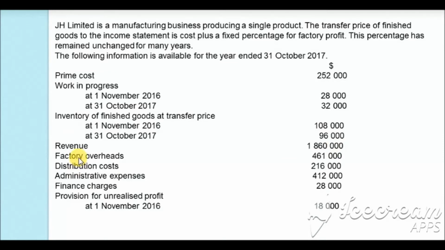$1,860,000. Then factory overhead is $461,000. Distribution cost is $216,000. Administrative expenses is $412,000. Finance charges is $28,000. Provision for unrealized profit at 1st November 2016 is $18,000.